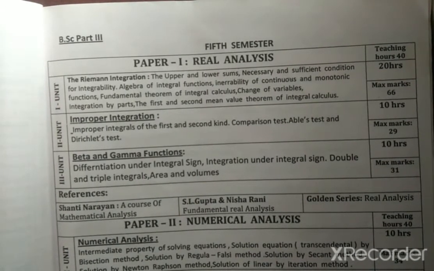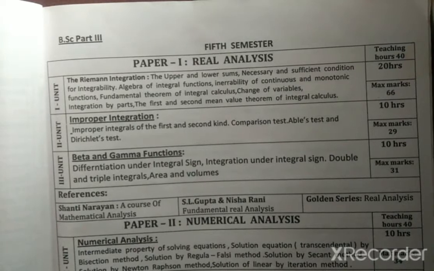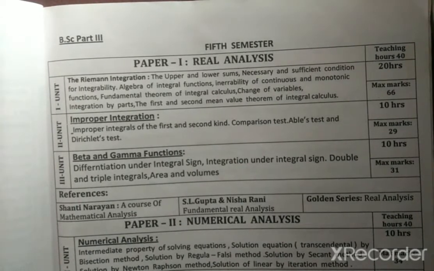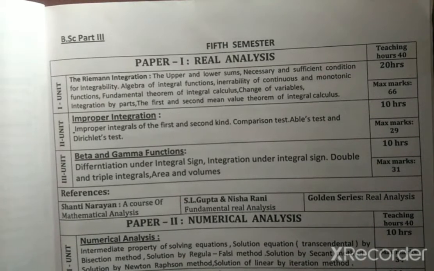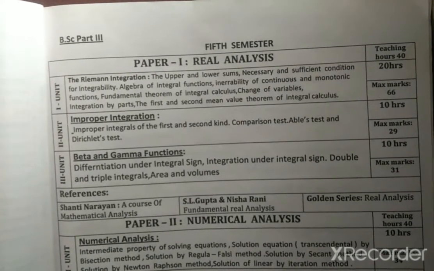Unit 1, the Riemann integration. Unit 2, improper integration. Unit 3, that is beta and gamma functions. So what will be the unit 1 here? The unit 1 is nothing but Riemann integration.